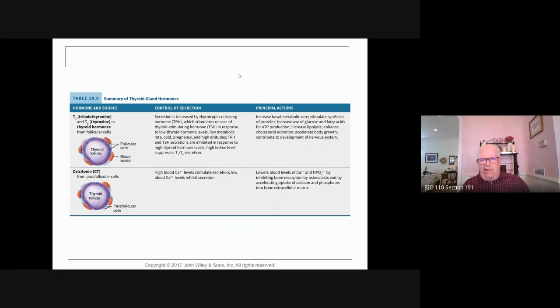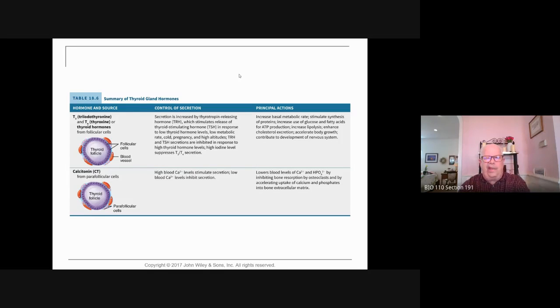There's T4 and there's T3, and there's also calcitonin. Again, T3 and T4 are under the direction of the pituitary gland. The pituitary gland secretes TSH that stimulates the thyroid gland to release thyroid hormone.